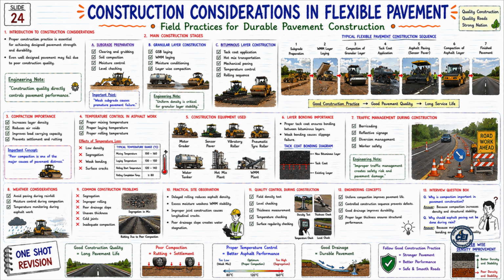Now let us look at the fourth topic. Temperature control in asphalt work. Temperature control is very critical in asphalt paving. Proper mixing temperature. Proper laying temperature. Proper rolling temperature. Now observe the effects of temperature loss. Low density. Segregation. Weak bonding. Surface cracks. Now a temperature range table has also been provided on the right side.